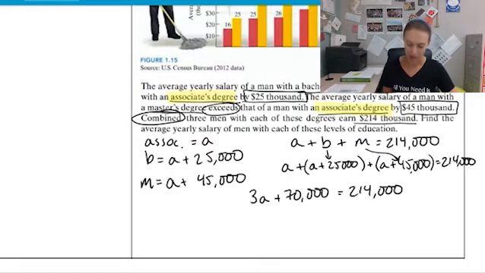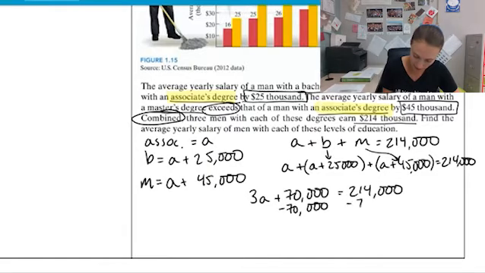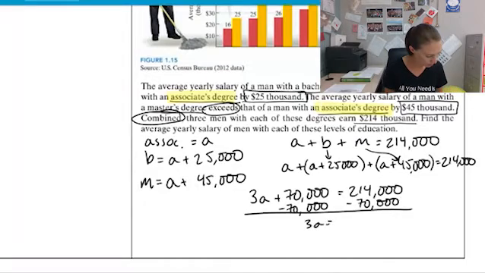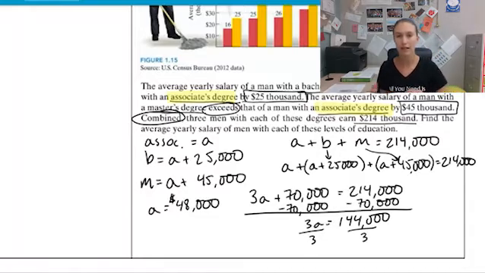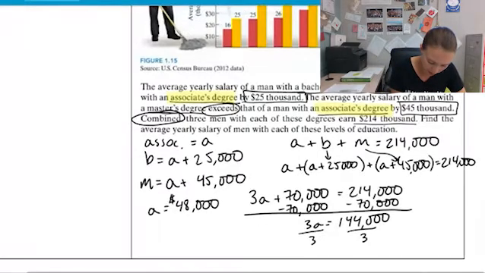$214,000. I can solve for A here by subtracting 70,000. And I get 3A equals 144,000, divided by 3, divided by 3, and A equals 48,000. And we want to remember it's a word problem, so our answer should be with units. In this case, it's dollars. So that's for our associates.